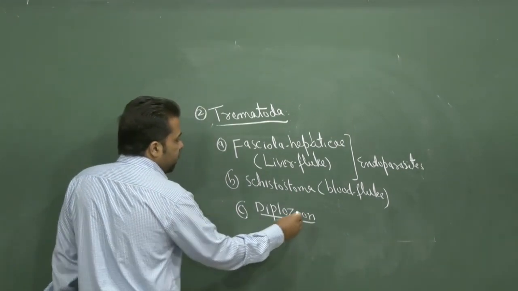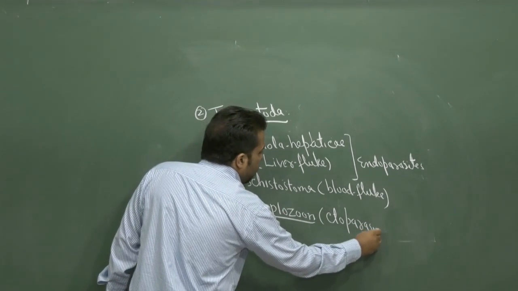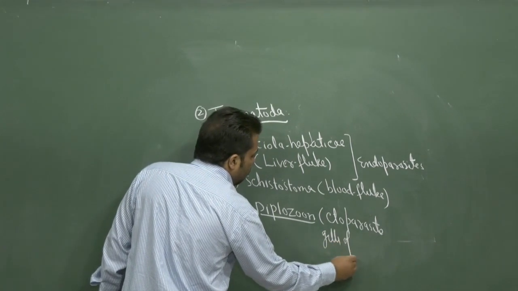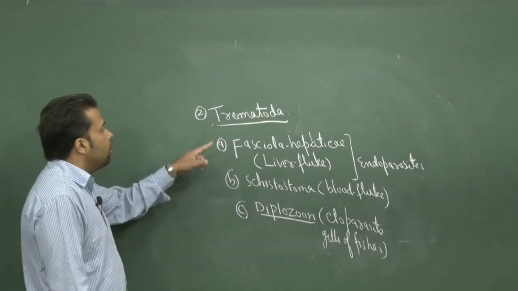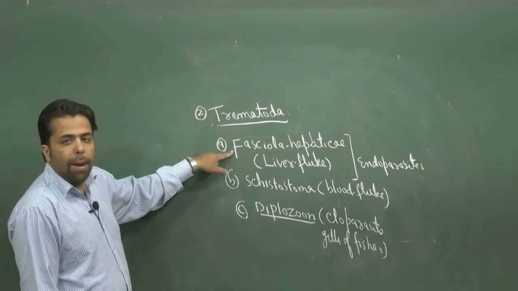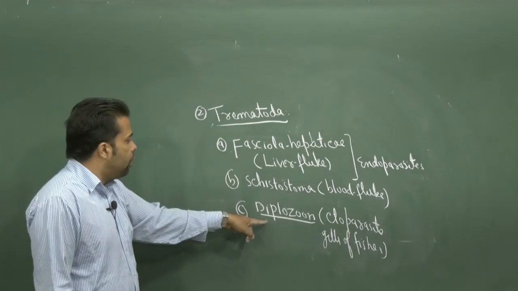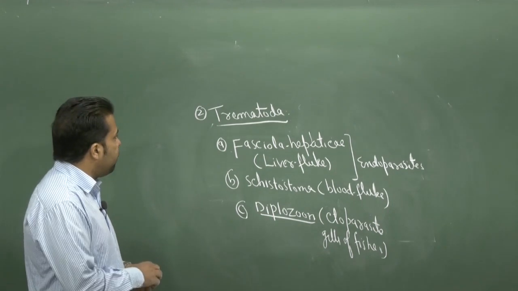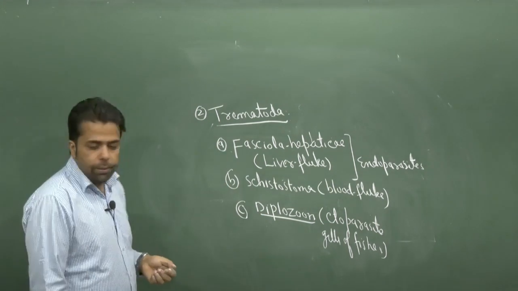This is an ectoparasite, found on the gills of fishes. So I said that class Trematoda includes both ecto and endoparasites. Fasciola hepatica and Schistosoma, the liver fluke and blood fluke, are endoparasites, and Diplozoon is an ectoparasite found on the gills of fishes. So this is class number 2, Trematoda, and these are the examples.